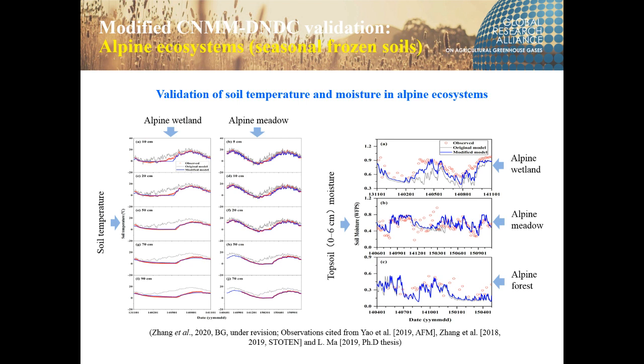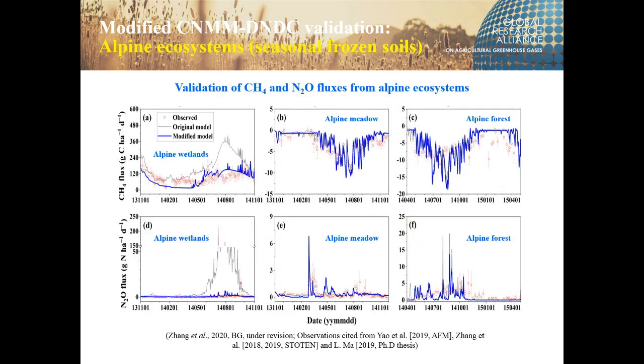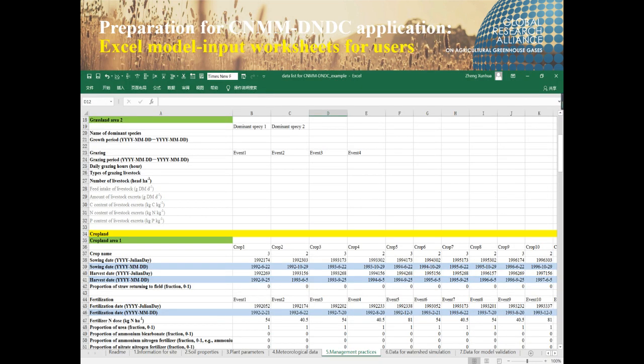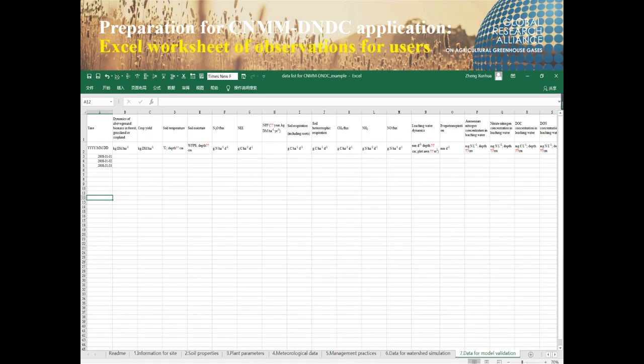And these slides are for the validation of alpine ecosystems with seasonal frozen soils. The validation shows that the updated model has greatly improved the simulations not only of soil factors, but also emissions of methane and nitrous oxide from the alpine ecosystems, including alpine wetland, meadows, and forests. And this is the worksheet we designed for users to prepare the input data of the model. And this is the worksheet for users to prepare observational data for model validation.